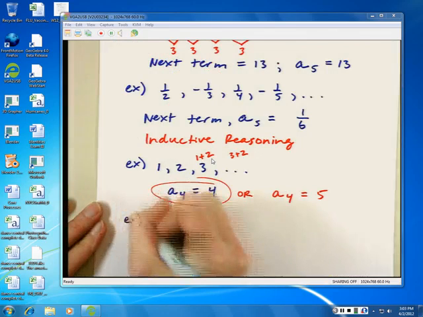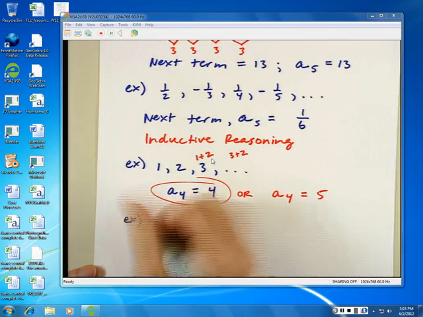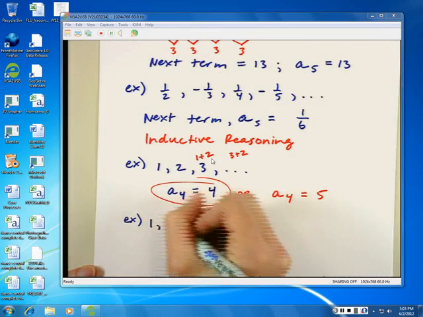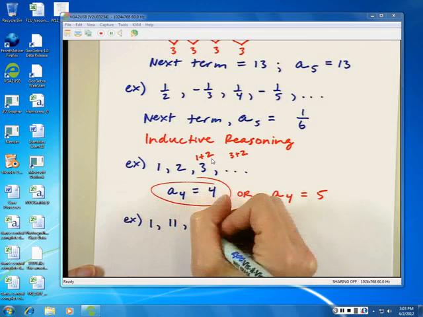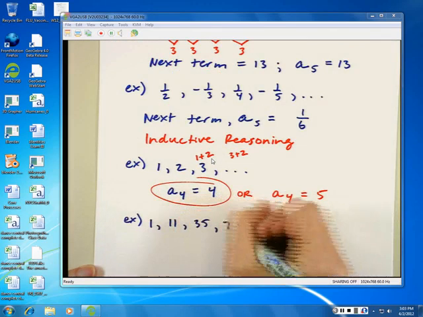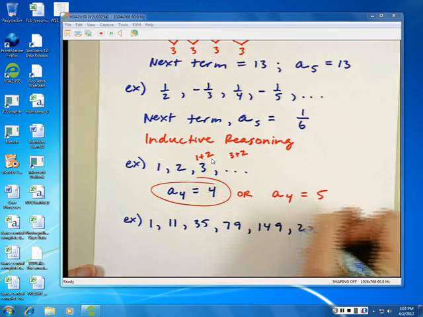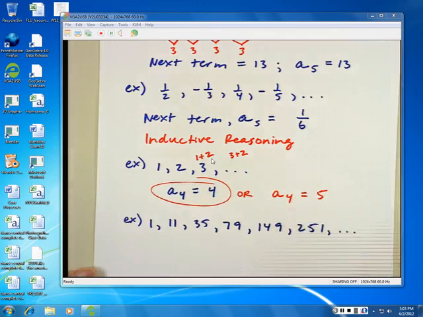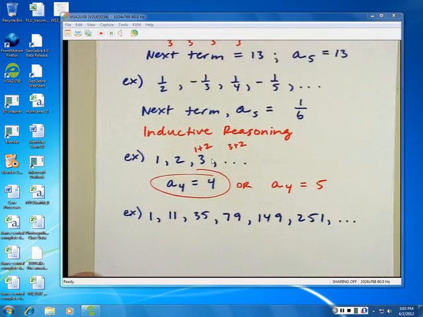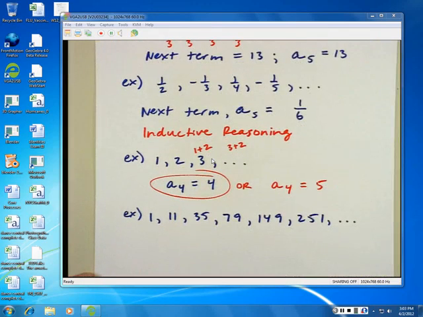Next example. In this one, we have another sequence of numbers: 1, 11, 35, 79, 149, 251, ... And we're going to look for a pattern. I don't see anything obvious. I'm not adding 3 each time. I'm not changing fractions like I did before.